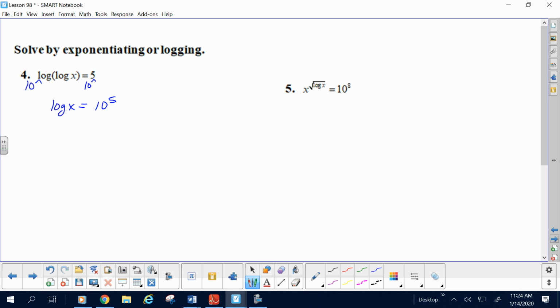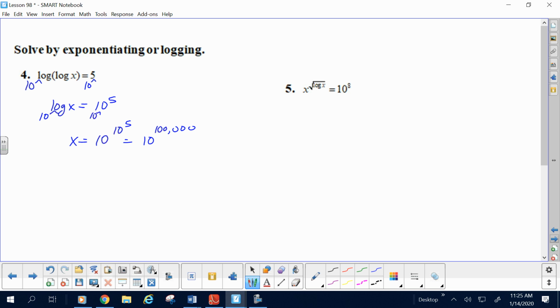And how do you get rid of that other log? You 10 it again. So x is 10 to the 10 to the 5th, or 10 to the 100,000th power. And that is one with 100,000 zeros after it. Can we leave it 10? No, I want you to write one with 100,000 zeros after it.